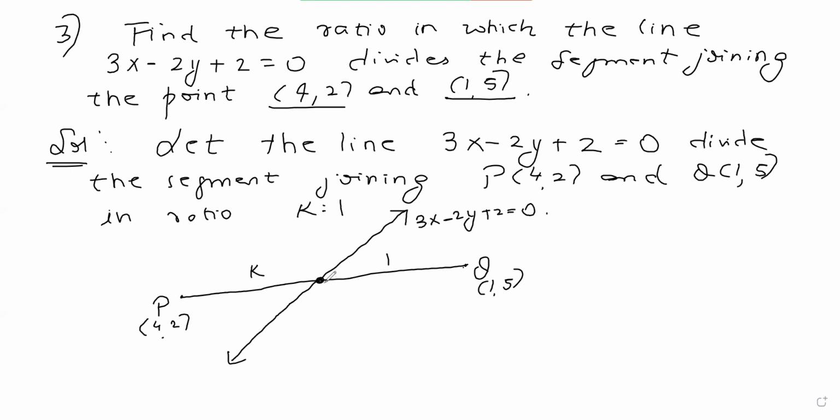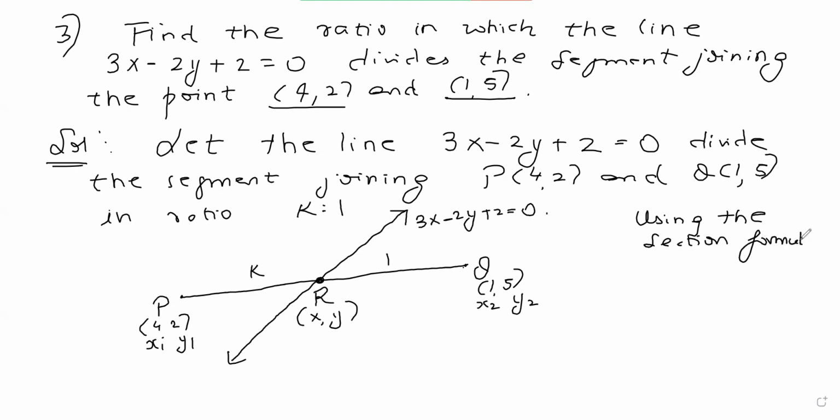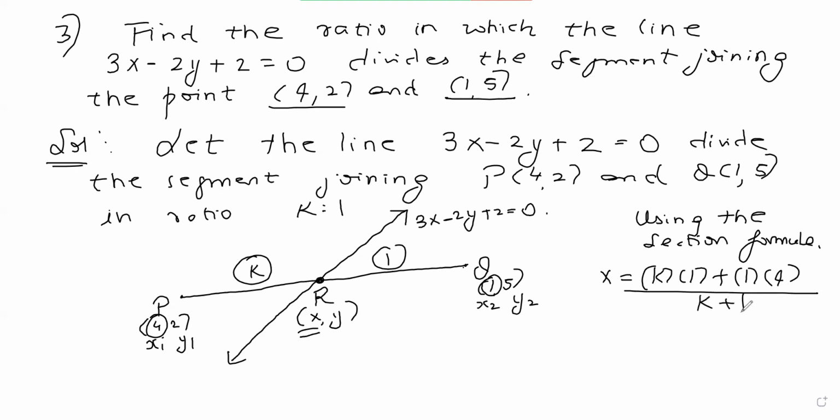Suppose this line cuts PQ at the point R. Suppose the coordinates of R are (x, y). Again, I can write this is x1, this is y1, this is x2, this is y2. Using the section formula, what will x be? It's going to be k times 1 plus 1 times 4 over k plus 1. So my x comes out as (k + 4) over (k + 1).